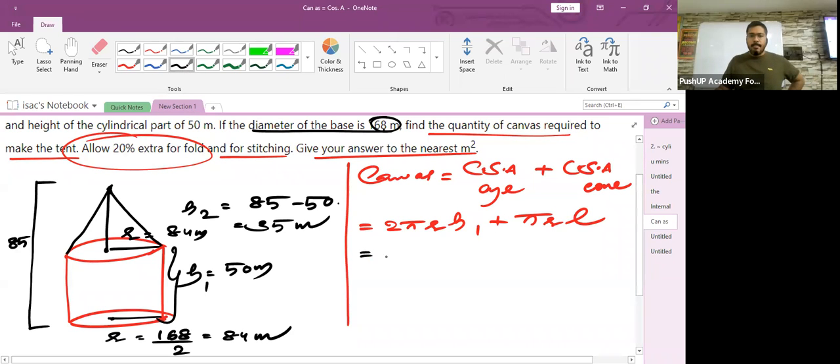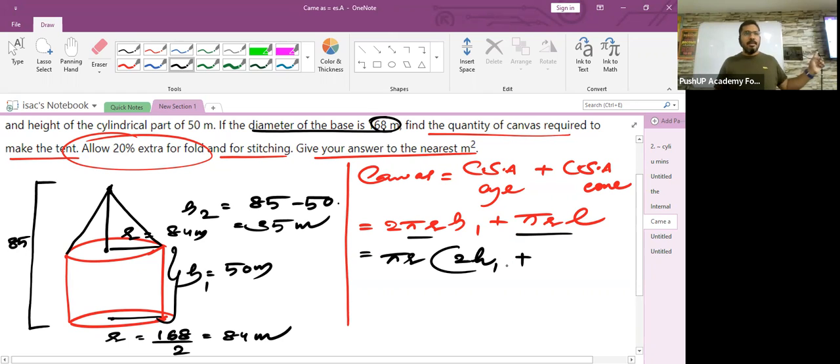Okay. What is common? Pi r, isn't it? So take pi r as a common factor out. Nabil, look here. Are you listening to me? Are you copying it? And then? No, now you listen to me. Learn from me. 2h1 plus L.